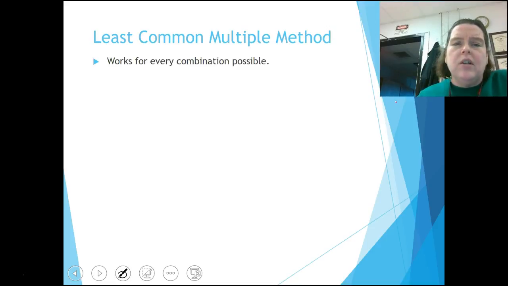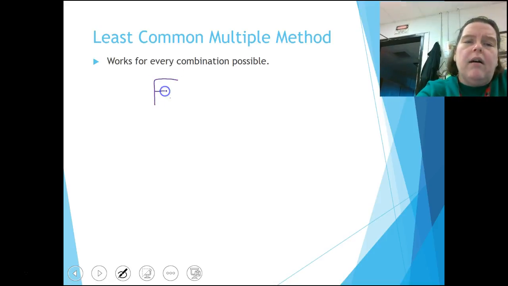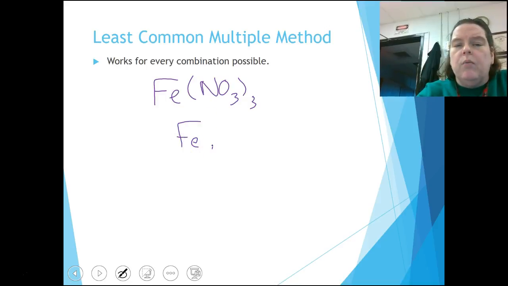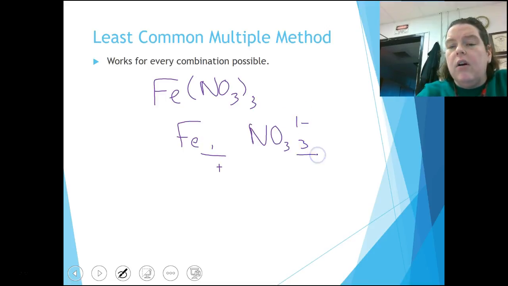So next, least common multiple method. Remember, it works for every possible combination. If I'm looking at the least common multiple method with that same problem, I have Fe(NO3)3. I know I only have 1 Fe, so I put a 1 right there. I don't know how many electrons are lost yet. I know I have NO3, and I have 3 of them, and it's a 1 minus charge. That means 3 electrons were gained, so 3 electrons had to be lost, and the least common multiple is 3. What number divided by 1 is the charge? That would be a 3 plus.